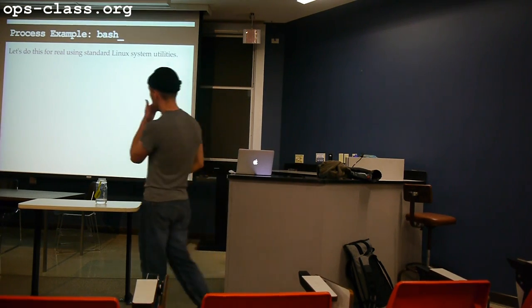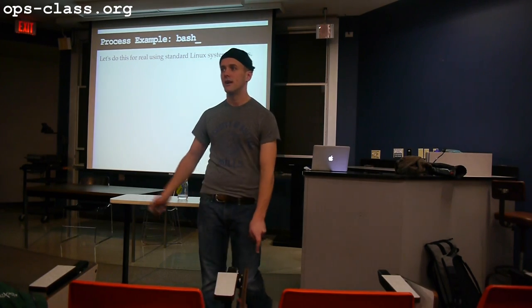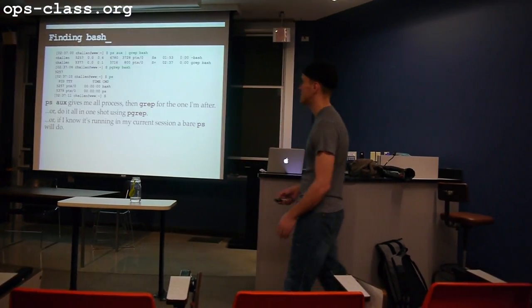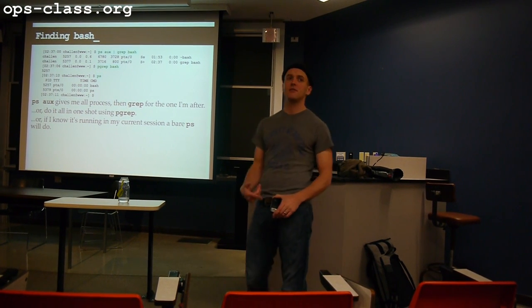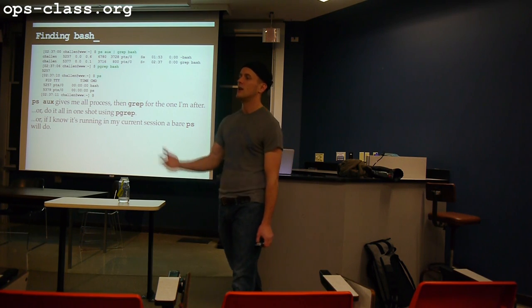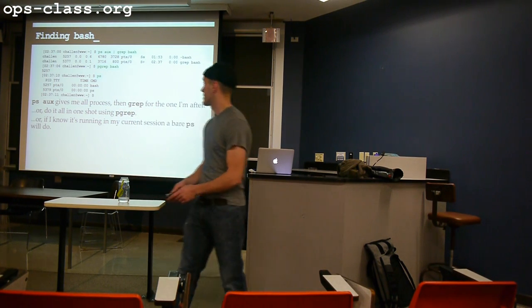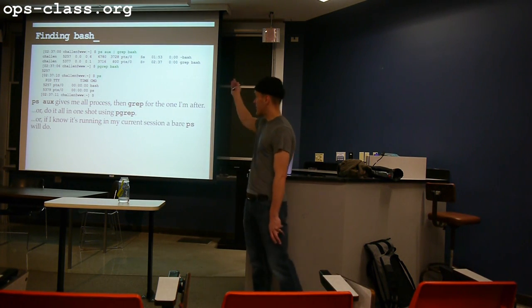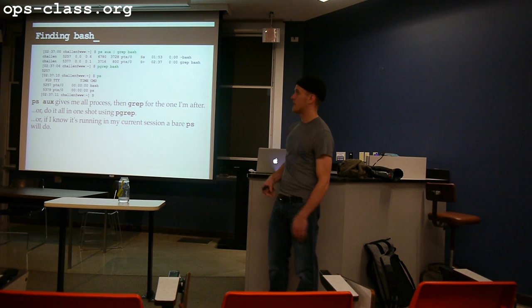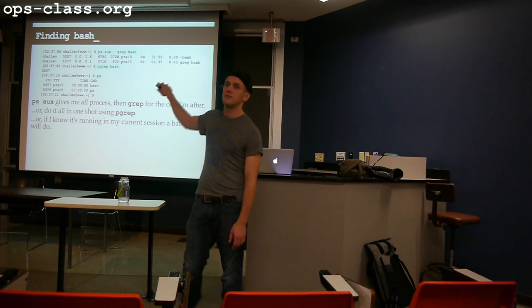So let's go through an example of a process, bash, a simple shell, and find out some information about it using these utilities. The first thing I need to do is figure out what the process ID is. Every process on a system has an ID which allows the system to refer to it, and allows you to refer to it. It's an index. Depending on what I want to do, I can use ps and grep the output, or I can use pgrep, which is for people who were too lazy to do the first thing.